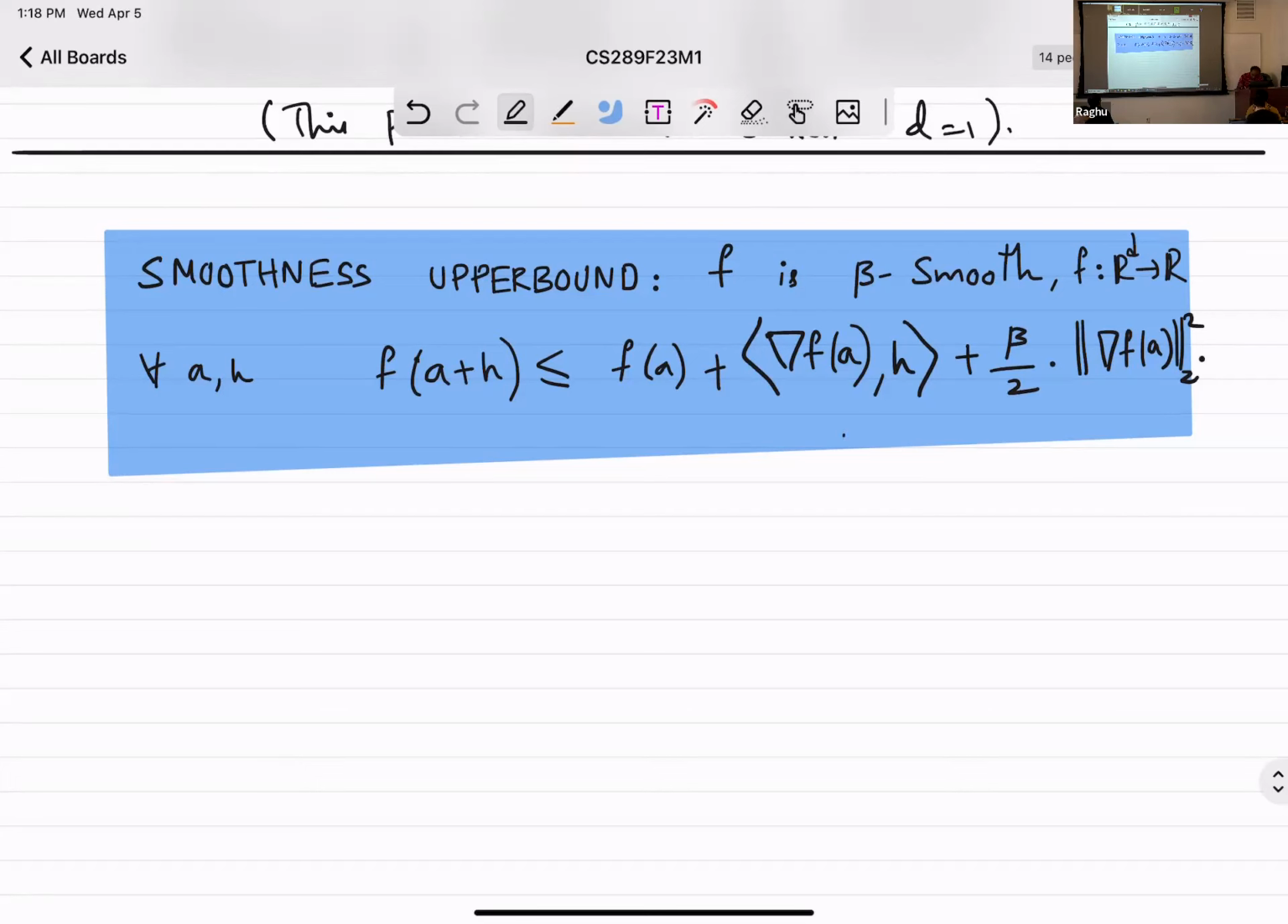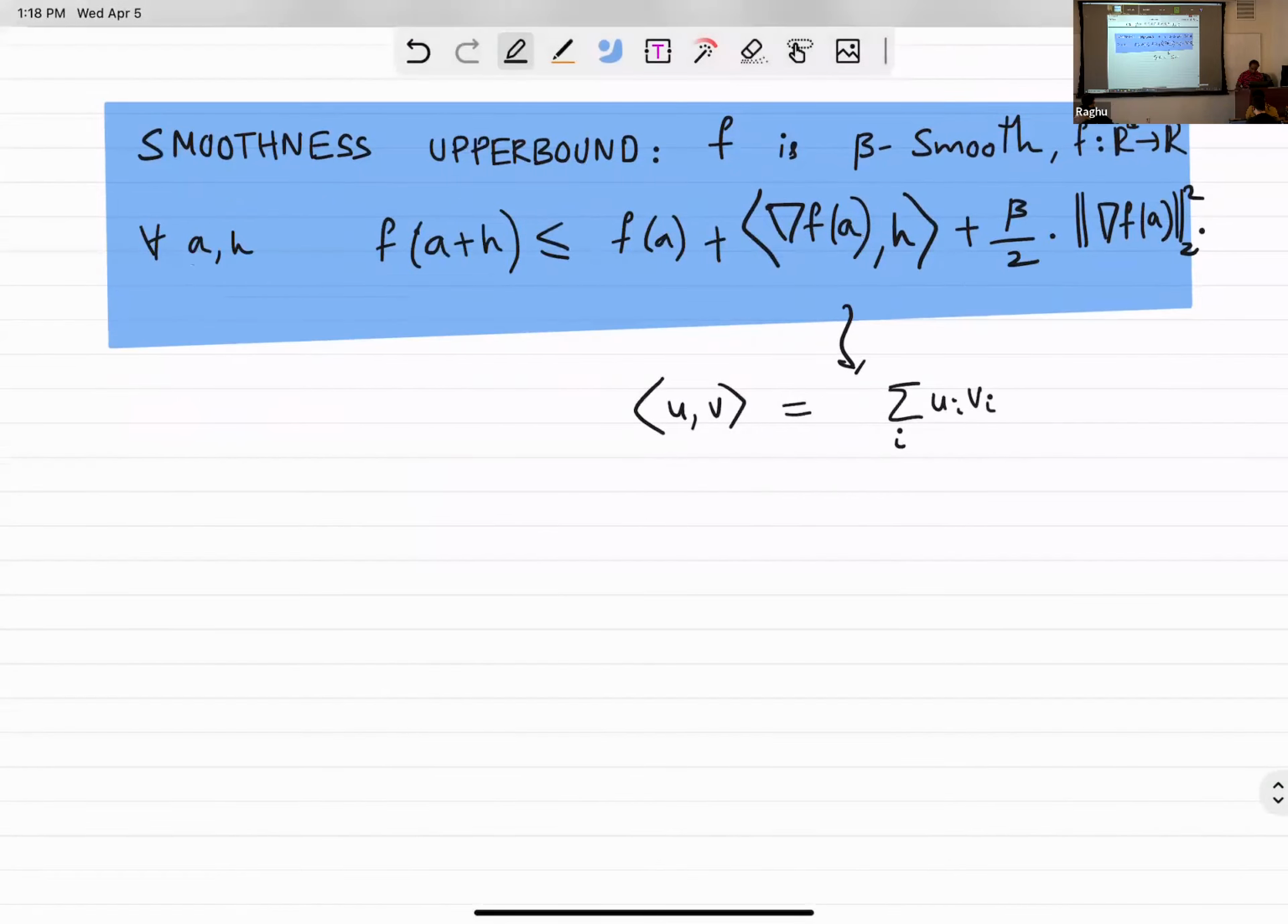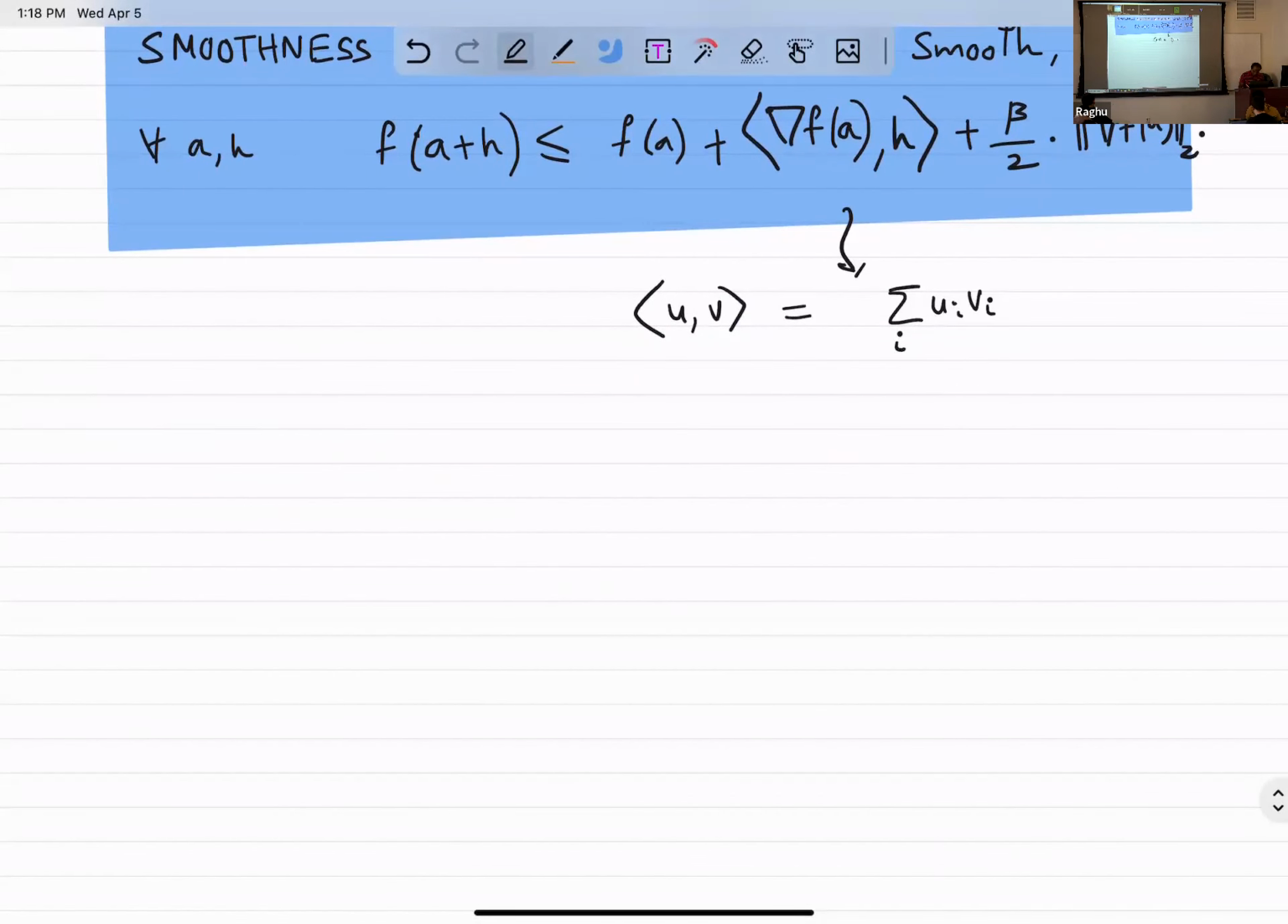Recall, for two vectors u, v, the inner product is the sum of the individual products. It's all geometric in the sense that all you're looking at is how much my step h is correlated with the gradient step, and you're quantifying it by how big your gradient step is in terms of the norm. And the rest is similar.